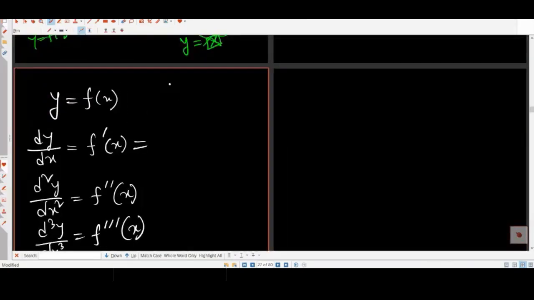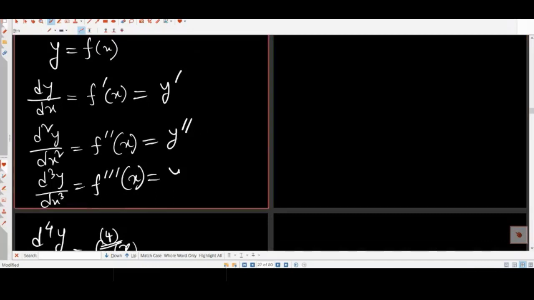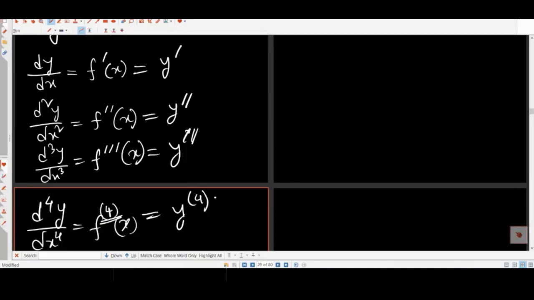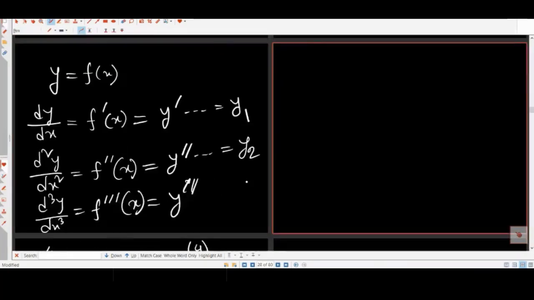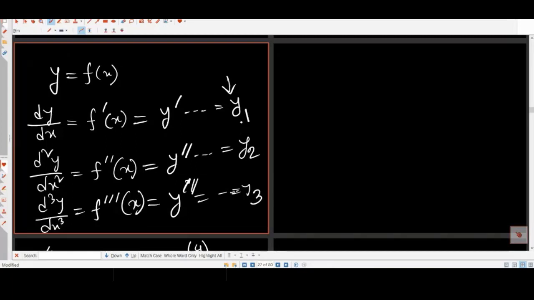We also have an alternative notation. We can think about it as y prime. Second derivative is y double prime. Third derivative is y triple prime. Fourth derivative is y fourth. So we can also write this one as y1, y2. Third derivative can be y3. Sometimes you can also write this one. This will be comfortable for us.